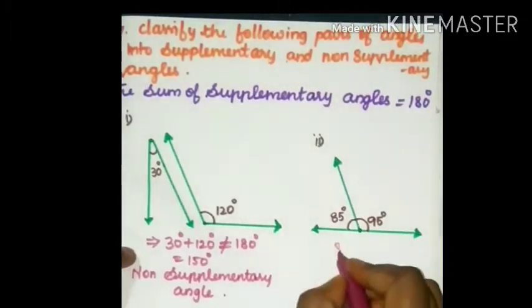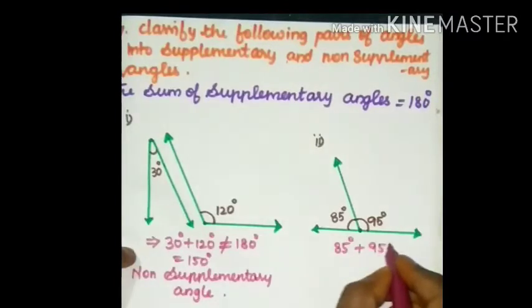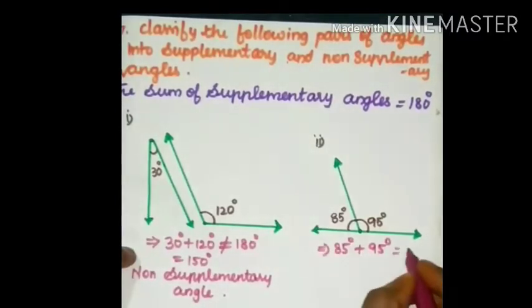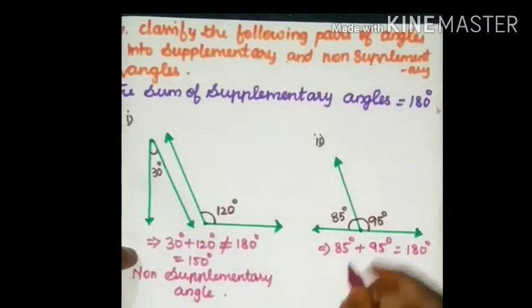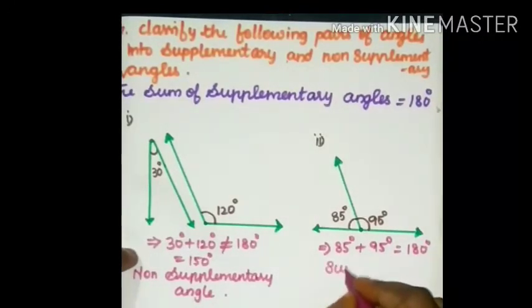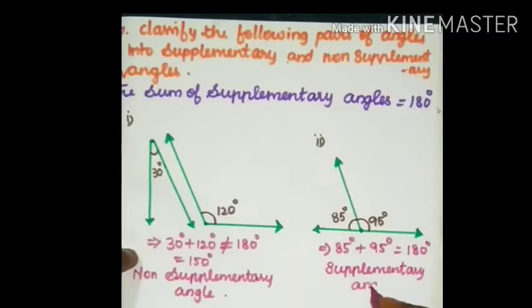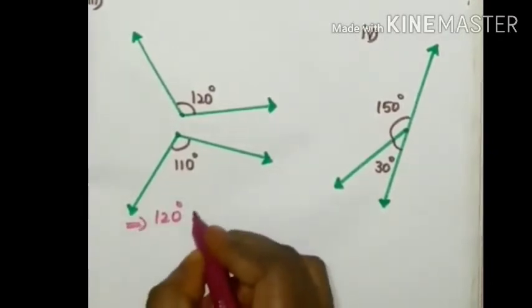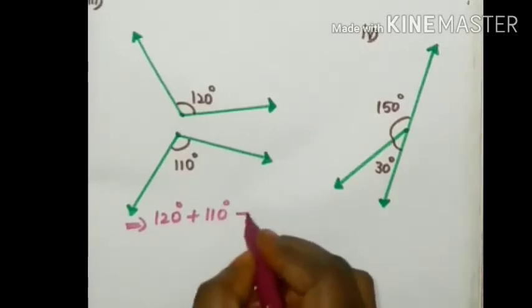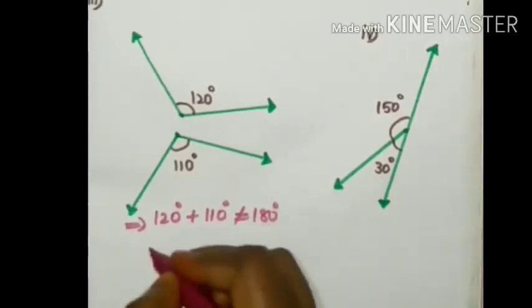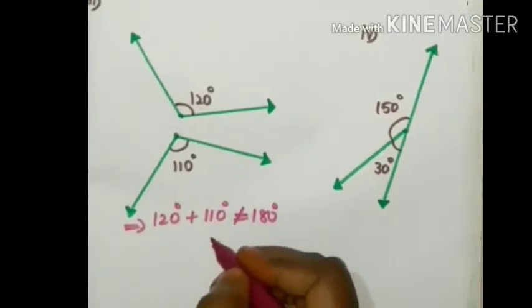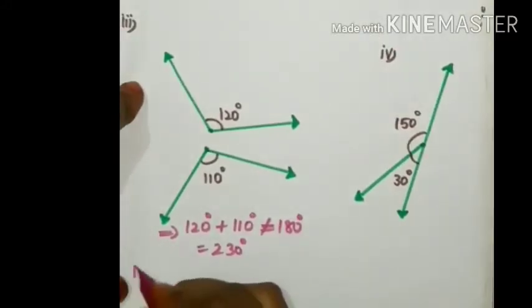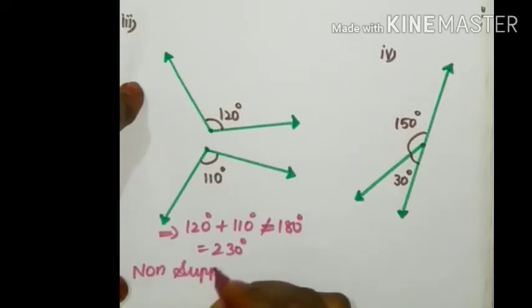Let's check the second one. 85 degrees plus 95 degrees is equal to 180 degrees. So it is a supplementary angle. Let's check the third sum. 120 degrees plus 110 degrees is not equal to 180 degrees. 120 plus 110 is 230 degrees. So it is a non-supplementary angle.